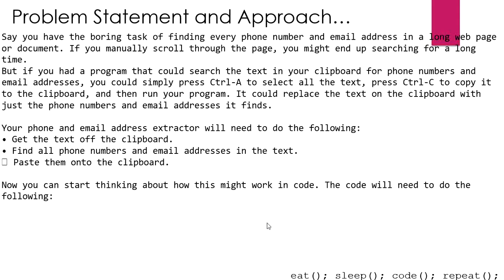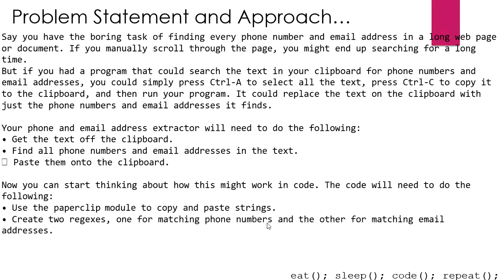Now we are going to start thinking how this might work in code. The code will need to do the following. Use the pyperclip module to copy and paste strings. So we're going to have a new module imported along with re, which is the pyperclip module. Then we're going to create two regexes, one for matching phone numbers, and the second regex for matching email addresses. We know how to match phone numbers. We don't know how to match email addresses. That we're going to see in the next video, where I'm going to code this project.